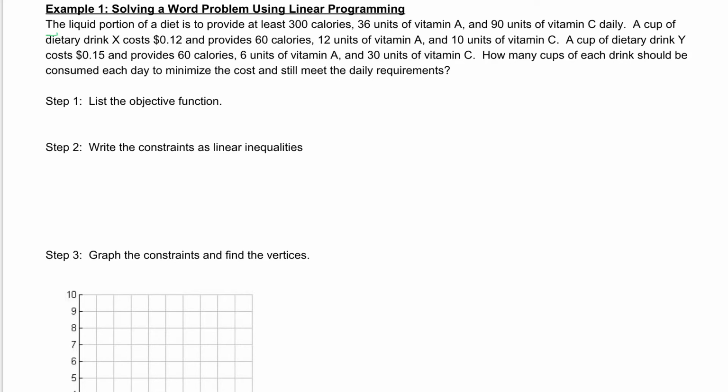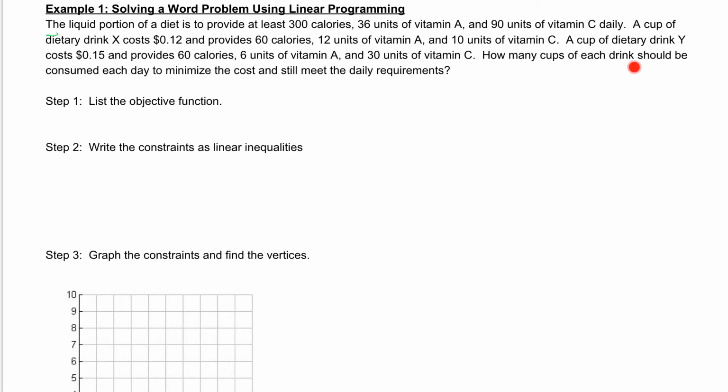Example 1 says the liquid portion of a diet is to provide at least 300 calories, 36 units of vitamin A, and 90 units of vitamin C daily. A cup of dietary drink X costs 12 cents and provides 60 calories, 12 units of vitamin A, 10 units of vitamin C. A cup of dietary drink Y costs 15 cents and provides 60 calories, 6 units of vitamin A, and 30 units of vitamin C.